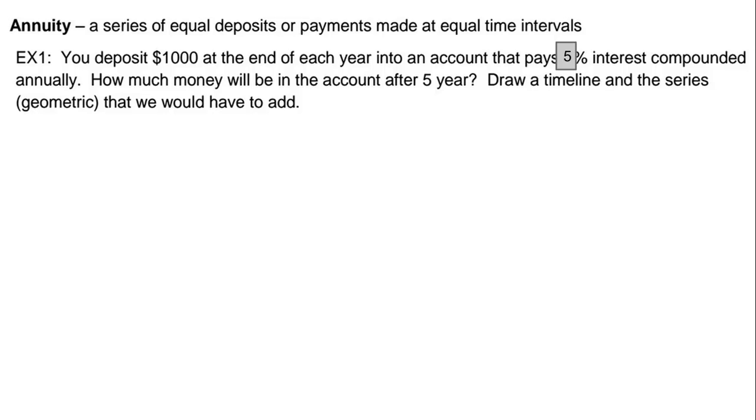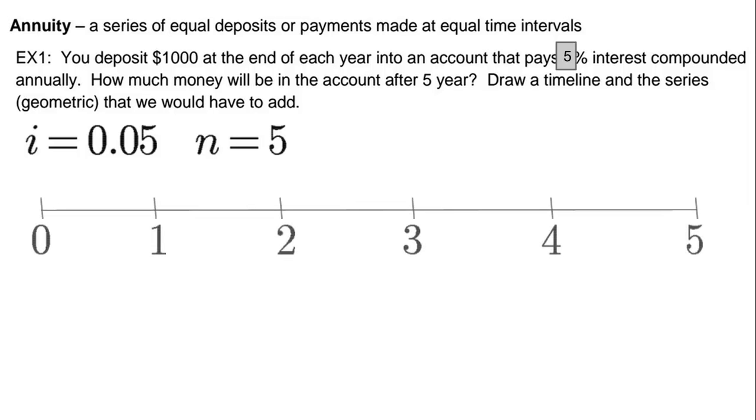Draw a timeline and the series that we would have to add. So you do think about the same kind of thing. The interest rate is 0.05. It actually is 5% because it's compounded annually, so we don't have to divide it, just the 0.05. The N is going to be 5. That's just saying that there's going to be 5 payments, and we're going to see that in the formula. So we call that N, which equals 5.